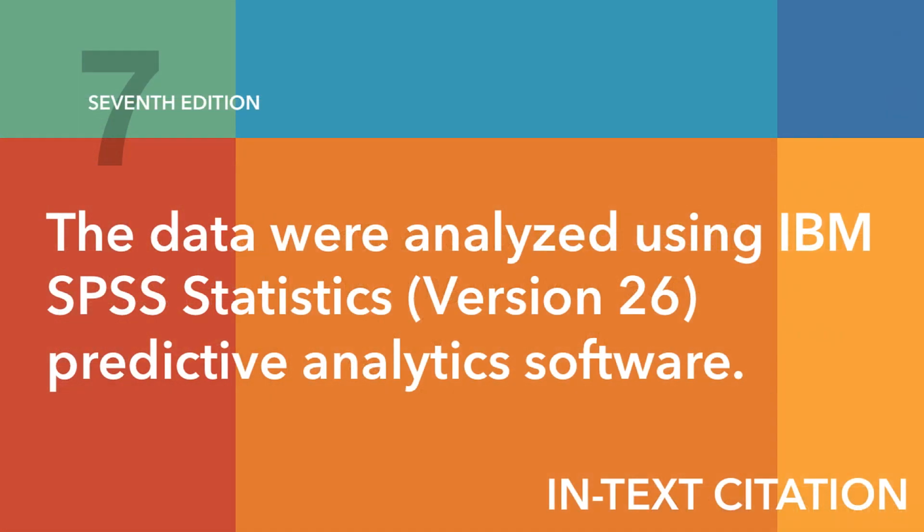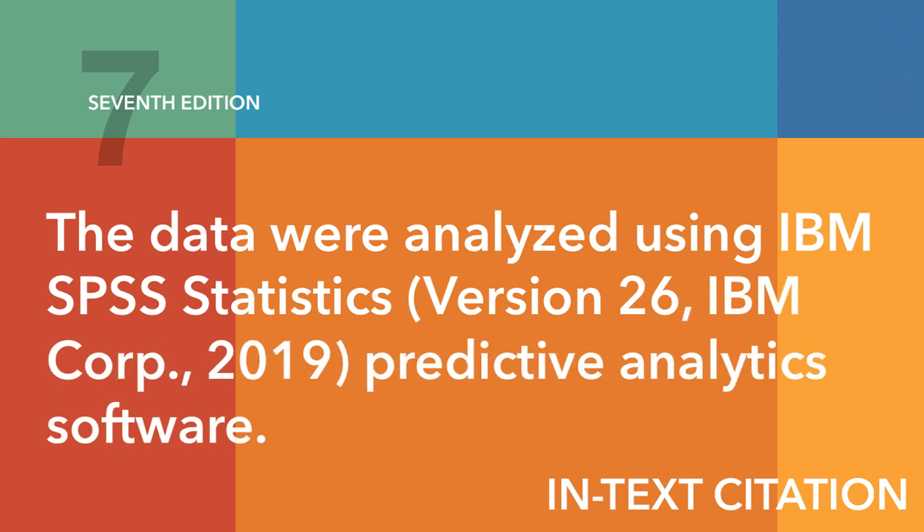For example, a proper APA-style citation of SPSS would look like this. The data were analyzed using IBM SPSS Statistics, version 26, predictive analytics software. Mention the full, proper name of the software and include the version number in parentheses. You would not include a mention of the IBM Corporation in your citation because SPSS is common software. Nor would you include a reference to the software on your references page.